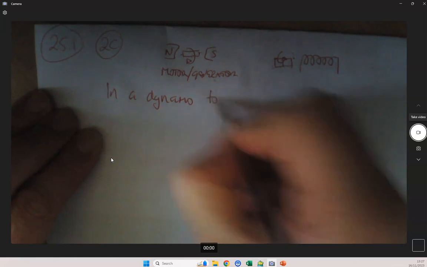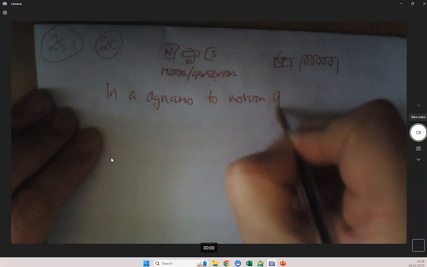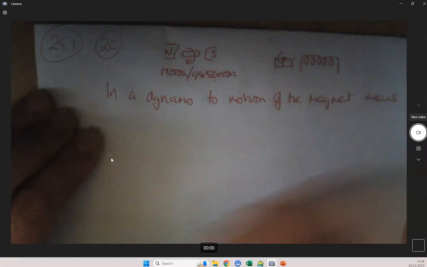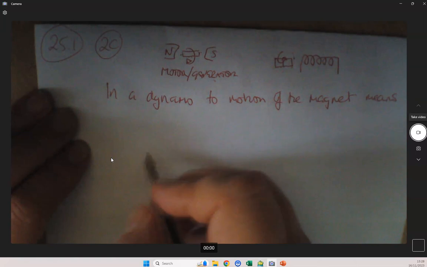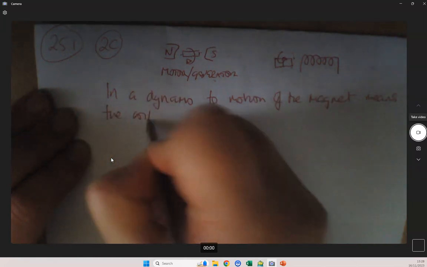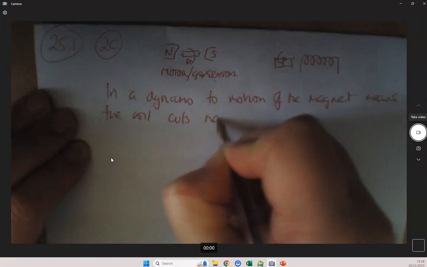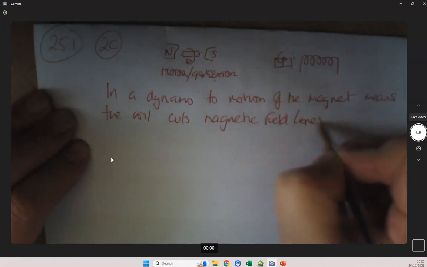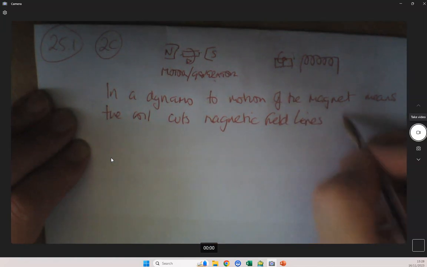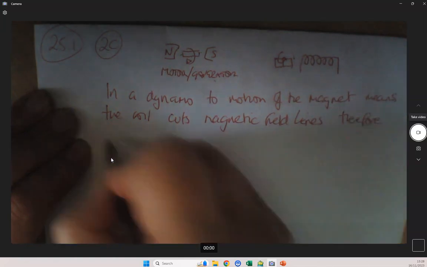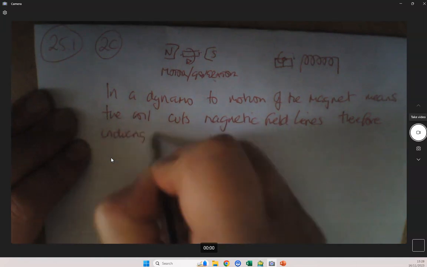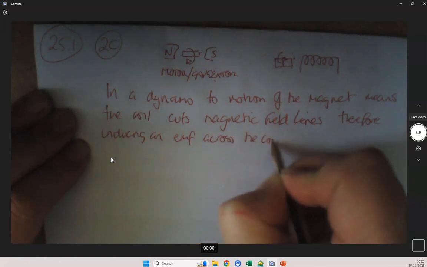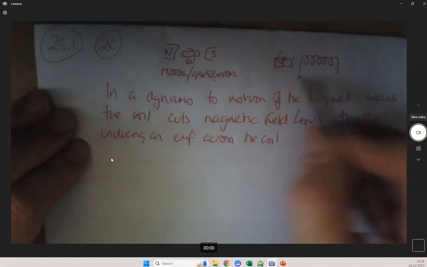the motion of the magnet means the coil cuts magnetic field lines, therefore inducing an EMF across the coil. So between there and between there and there.